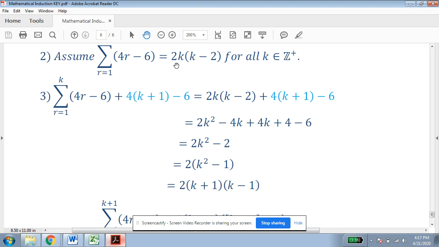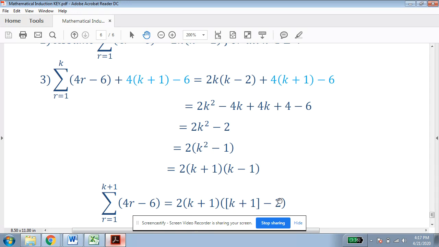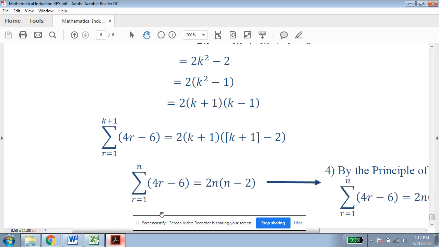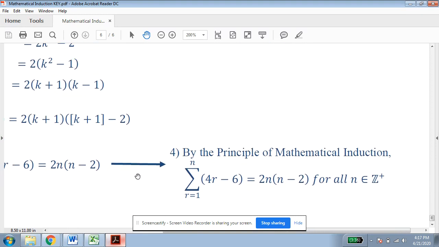Notice my structure is almost perfect as I need it. The 2 is originally up front there. This k should be a k plus 1. It is. This k minus 2 should be a k plus 1 minus 2. And it is, because k plus 1 minus 2 is k minus 1. So now I have my entire structure with k plus 1s in all the places that originally had k's, so you can replace those with n's, right? And so if n equals k and n equals k plus 1, then by the principle of mathematical induction, the sum from r equals 1 to n of 4r minus 6 does equal 2n times n minus 2 for all positive integers of n.